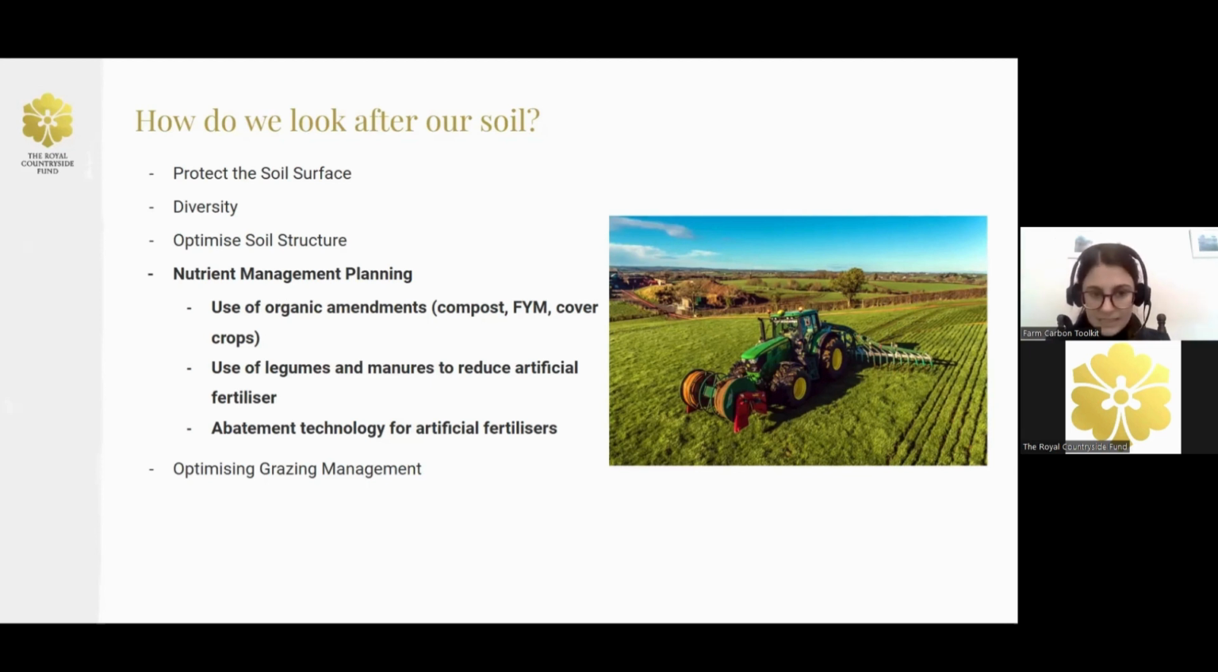system. So as it says there, we can look at maybe the use of organic amendments for our soil organic matter, use of legumes and manures that we already have on the farm to reduce our artificial fertilizer. So that might be through manure analysis, slurry analysis, digestate analysis, to understand what nutrients we already have on the farm before we're buying in new nutrients at cost. And now abatement technology for our fertilizers as well, to help us minimize those nitrogen losses and help us maximize our resource efficiency of anything that we're putting on.